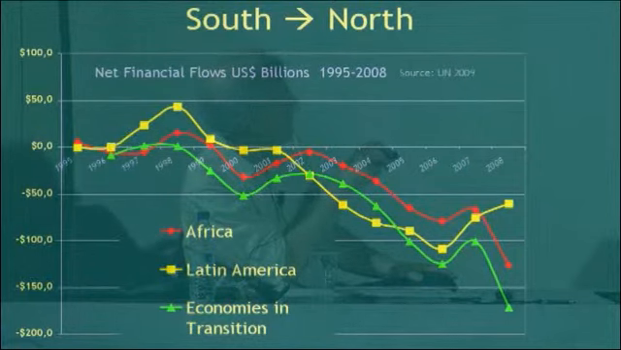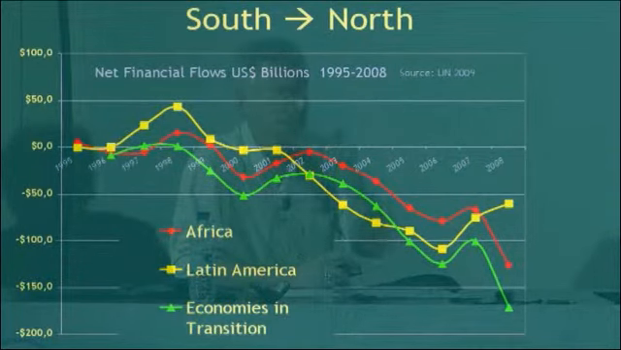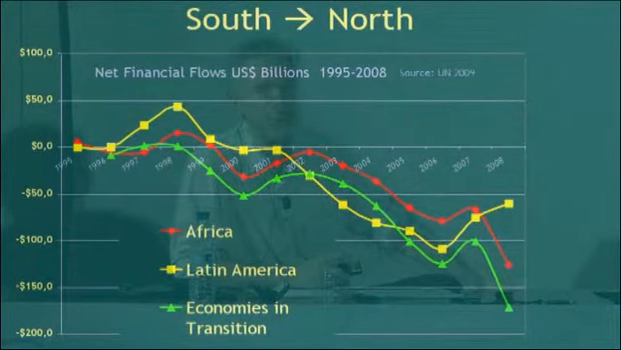The amount coming from Africa in 2008 was, in net terms, that's including the aid money going to Africa, about 126 billion US dollars that Africa was providing to the rich world.